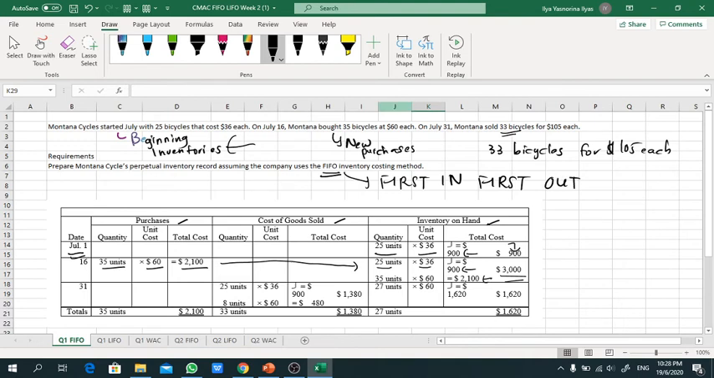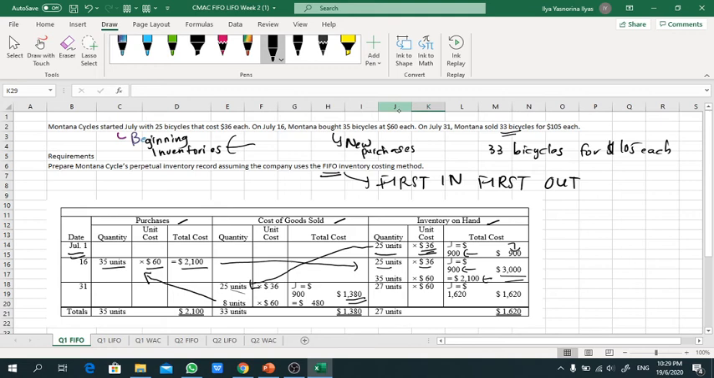First in, first out. Then we will choose 25 first, because this is our beginning inventory. 25 times 36, of course. Then we still have 8 units, so we take it from here, times 60. So we get 480. So our cost of goods sold is 1380.